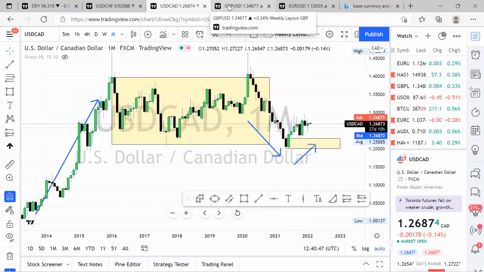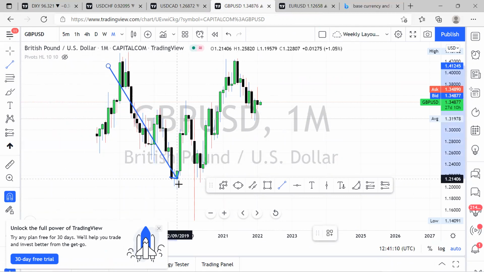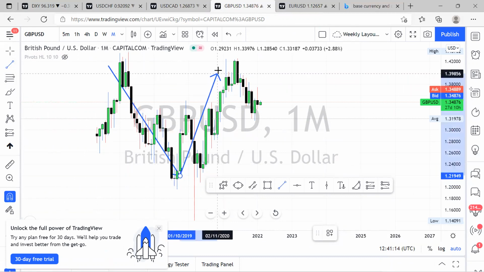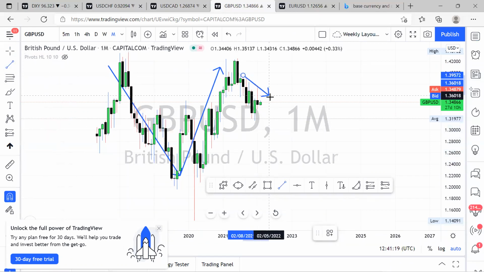So if we now look at it compared to the other currencies, this is the Great British Pound versus the United States dollar. So the British Pound versus the dollar, okay? So the base currency is the GBP and the USD is the counter quote currency. What you can see is price has gone down, then price has gone up. Now price has gone down.